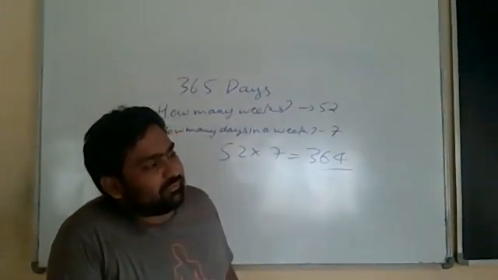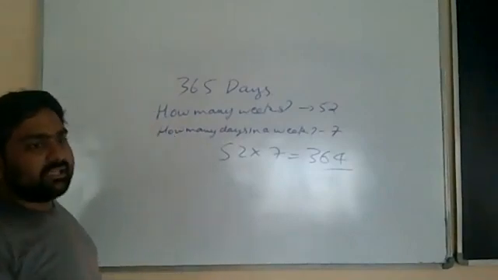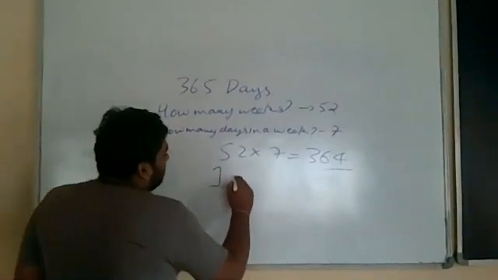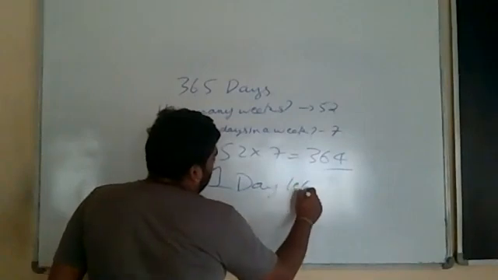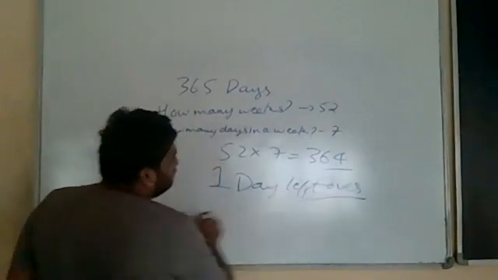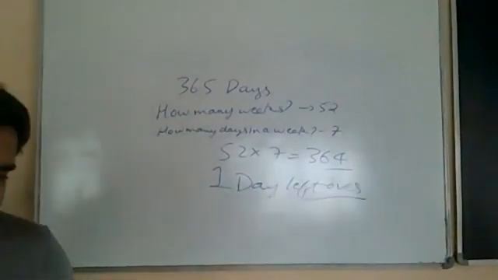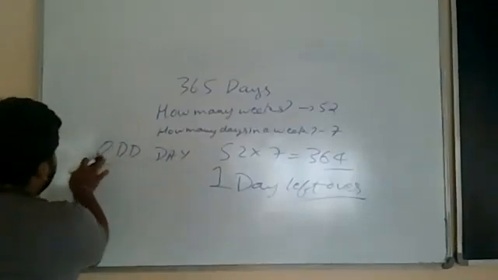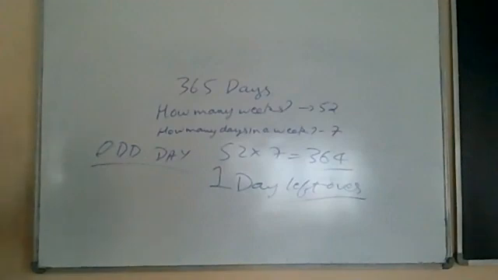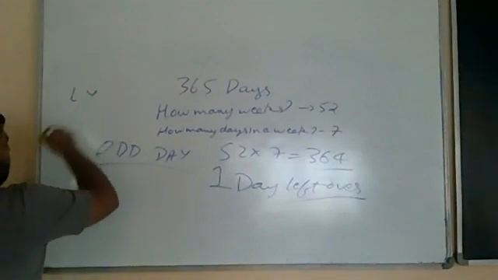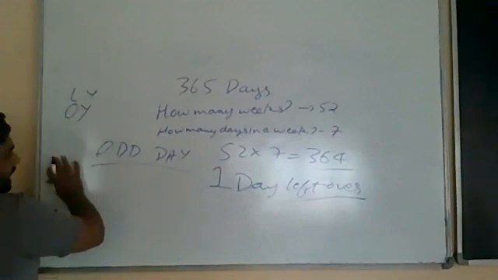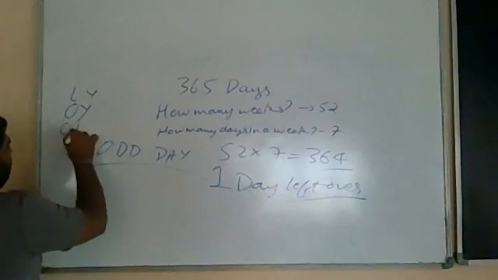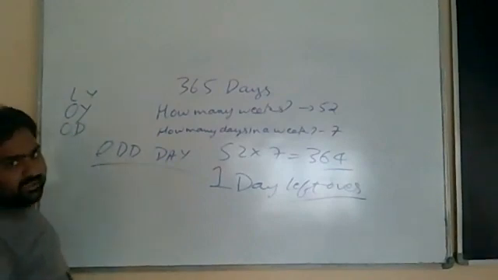But a year has 52 weeks. So what happens basically? 1 day is left. Correct? 1 day left over. This concept is called the odd day concept. So there is an odd day remaining. If I write LY, it is leap year. If I write OY, it is ordinary year. If I write OD, it is odd day.